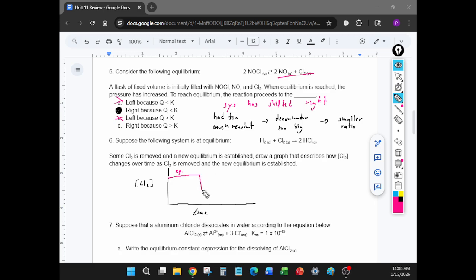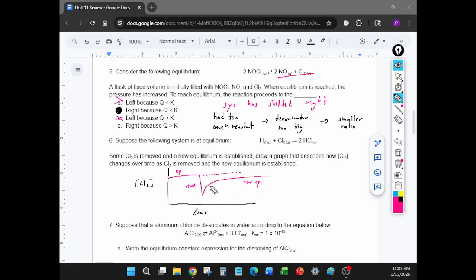When you remove Cl2, obviously it's going to drop because you lost Cl2, so this is the removal. And then after that, new equilibrium is going to be established, but the key thing you want to notice is that it will never get to the actual equilibrium level. It will always be lower, just because you don't have enough mass now to get back to the original equilibrium. Okay? And then you would taper out with another straight line. So this right here will be new equilibrium.